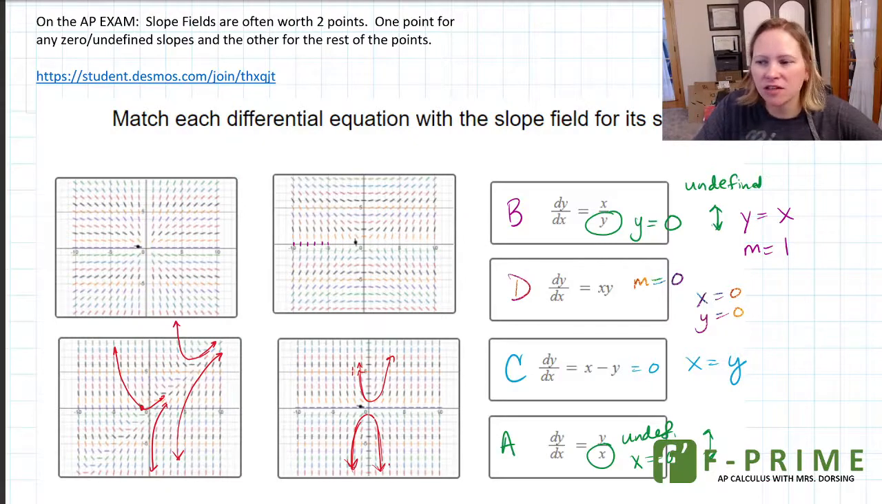Slope fields are not a difficult task, but again, it's something that's easy to mess up on. Usually they're worth 2 points: 1 point for any undefined or zero slopes, and 1 point for any other slope. So you're going to want to practice it and make sure that you don't get rusty or forget how to do these. And just keep practicing. You can do it. You've got it.